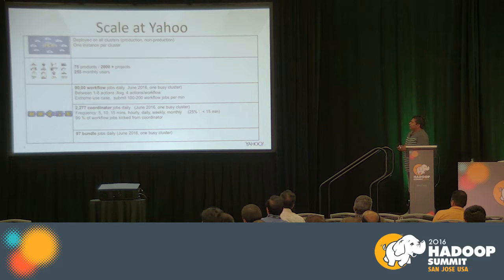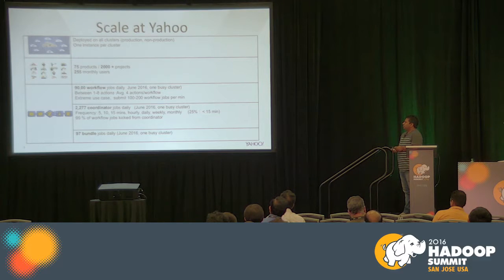If I look at the workflow statistics, we execute around 90K workflows on one cluster. This is just one cluster, daily. Those workflows have from 1 to 8 actions, and on average they have 4 actions. We also support an extreme use case where there are 100 to 200 workflow submissions per minute.